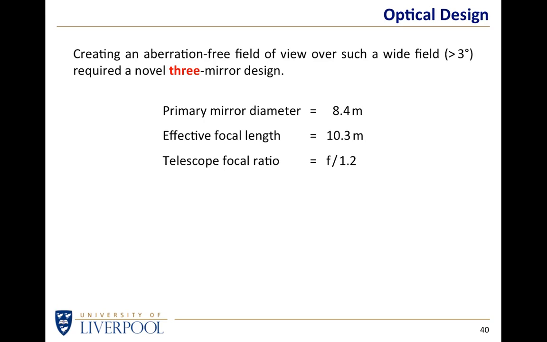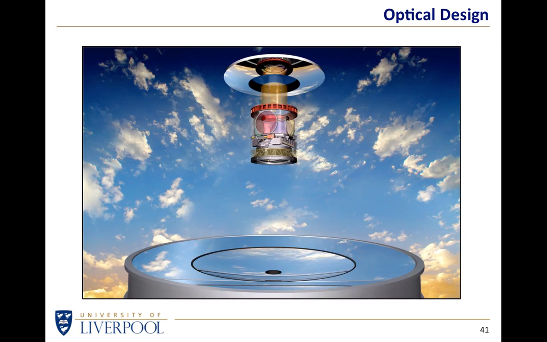Remember Hubble Space Telescope, F22, the Extremely Large Telescope, F16. It would be really nice for astrophotographers to have an F4 or an F2.8 or an F2 lens. This one is an F1. It is really, really optically fast. How do they do that? Well, it's a novel design, as I've said.